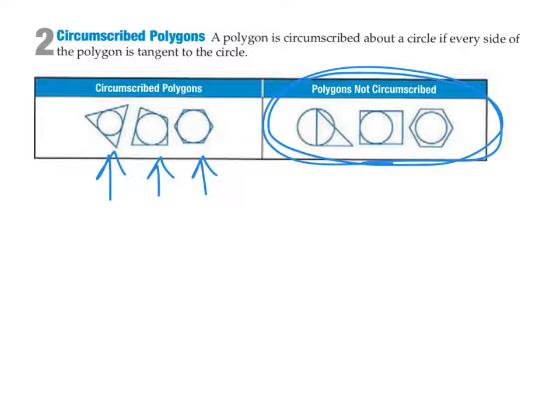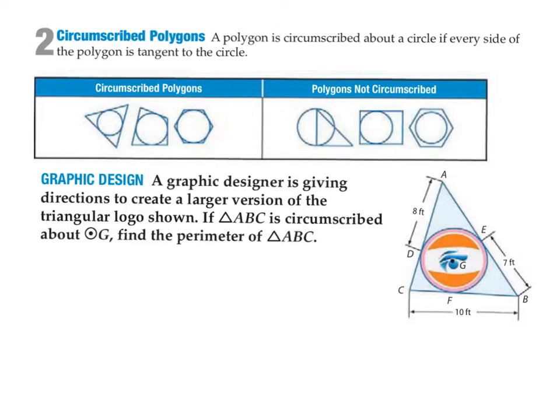The important thing to note here is that if a polygon is circumscribed, it touches at tangent points, which is important because everything we're doing in this section is all about tangents. So this problem here is one that we can solve because we know that it is circumscribed, which means that it touches at tangent points.